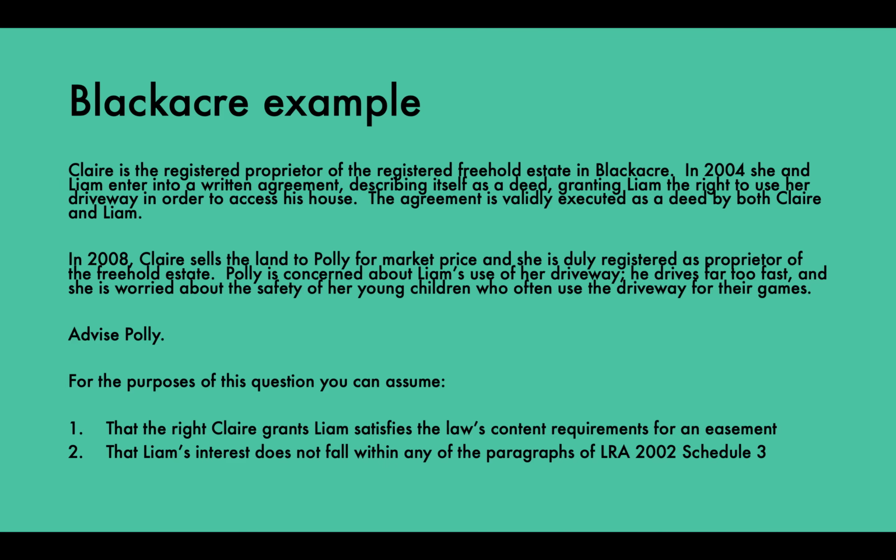Okay, so does the right which Liam has over the freehold estate of Blackacre take priority or bind the right that Polly takes? Well, firstly, we want to know what the right is which Liam has over Blackacre, because we need to categorise that right in order to work out its impact on disponees of the land. The passage here tells us the right satisfies the content requirements for an easement. The only remaining step is to consider formalities.